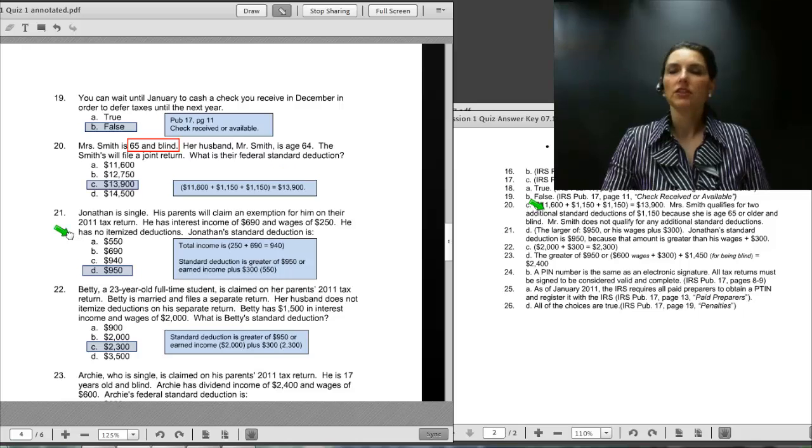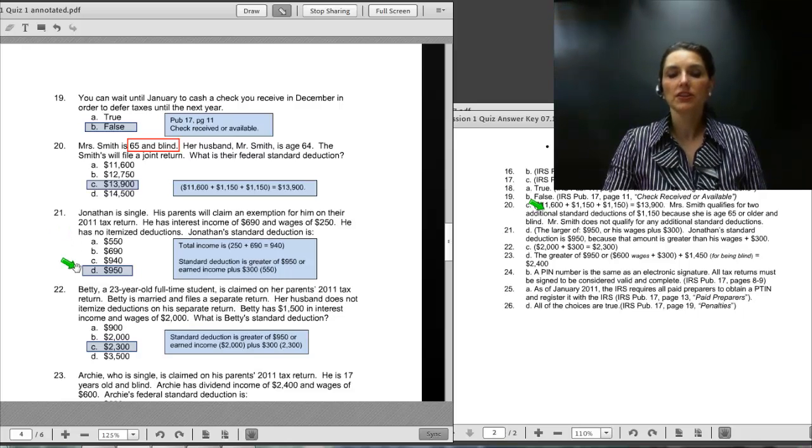Number 21, Jonathan is single. His parents will claim an exemption for him on their 2011 tax return. He has interest income of $690 and wages of $250. He has no itemized deductions. Jonathan's standard deduction is blank. Well, the lowest his standard deduction can be is $950.